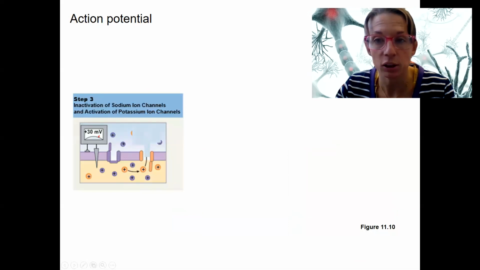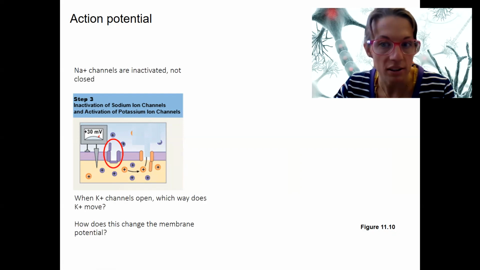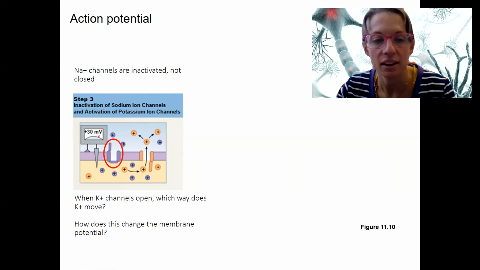at the top of that loop, so the top, we're at plus 30 here, we have inactivation of the sodium channels and activation of the potassium channels. That's going to cause, there's that inactivation. Which way does potassium move if the channels are open? Out, right? That's down its electrochemical gradient. Potassium is going to move out. There's more of it inside the cell. It's also positive inside the cell now.